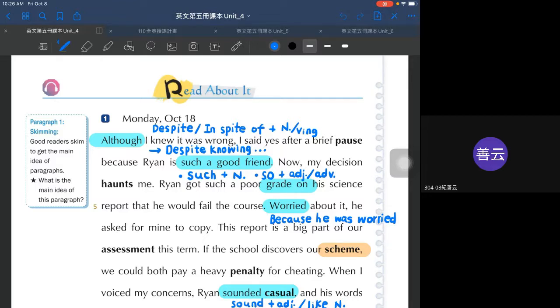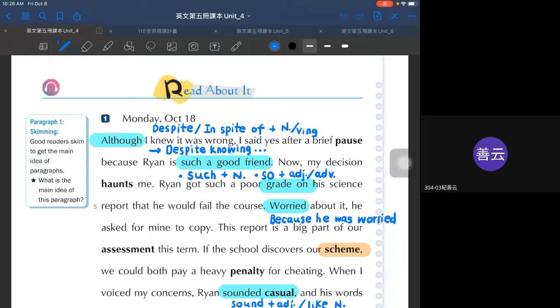So for this one, it says, although I knew it was wrong. So the subject is I. And the second one, I said yes. So the subject is I as well. So in this case, if you have the two same subjects, you can make this one into something like despite knowing it was wrong. Or you can also say in spite of knowing it was wrong. All right? So let's move forward.